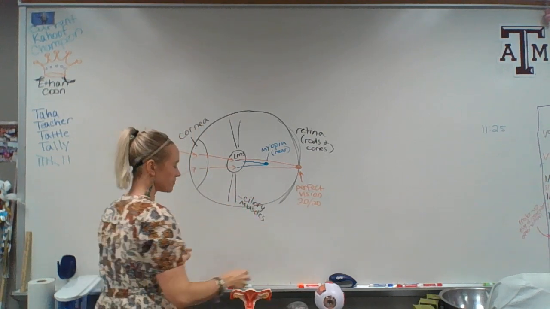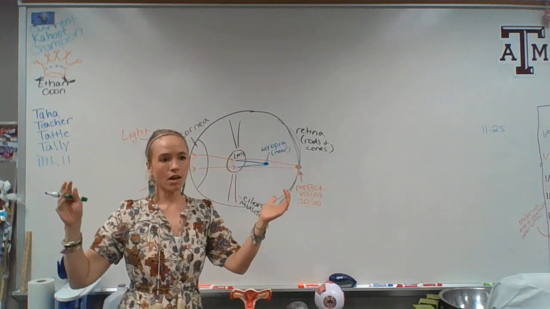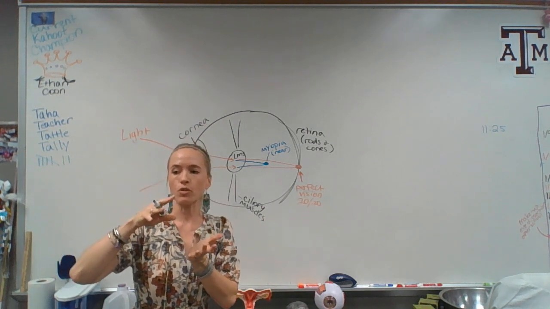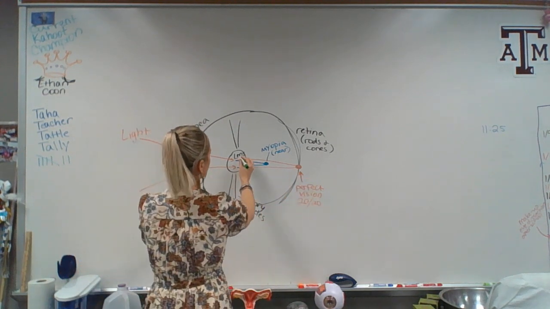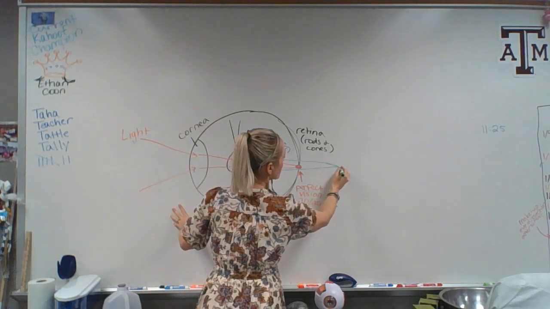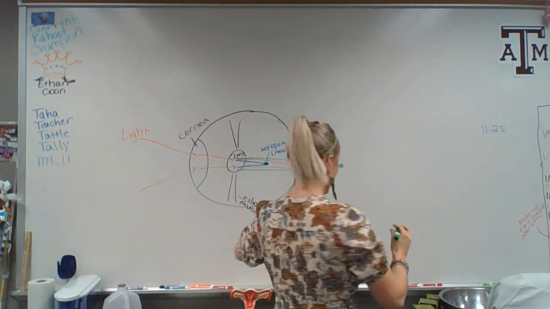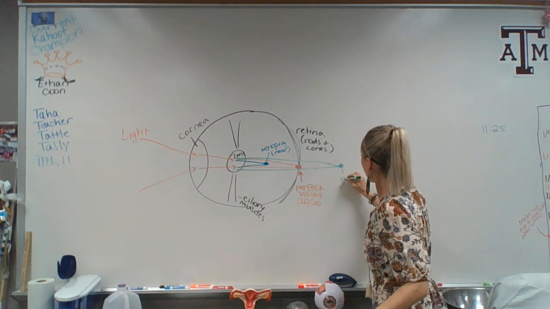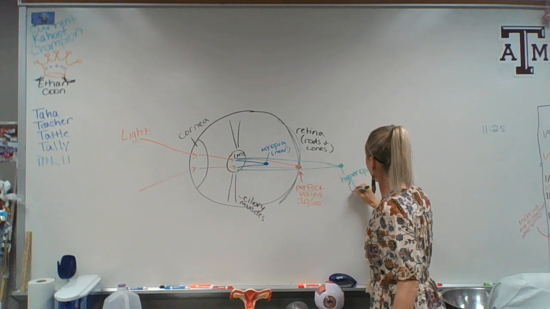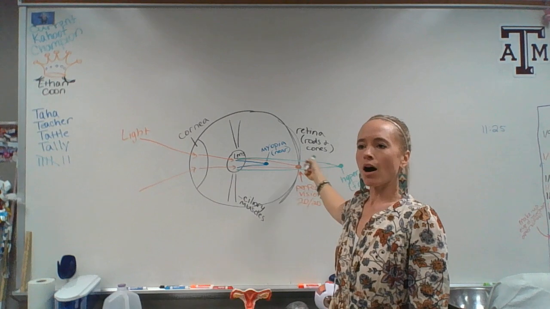Hyperopia is going to cause the lens and cornea to not bend it enough, right? So it focuses behind the retina. So in hyperopia, it converges behind the retina. This is hyperopia or farsightedness. This is hyperopia, farsightedness. And in this case, they would have a positive number.